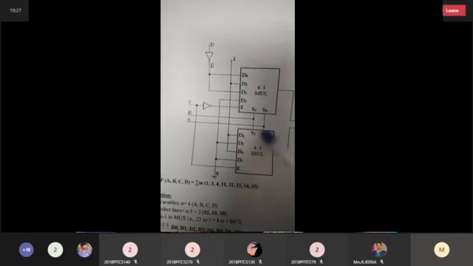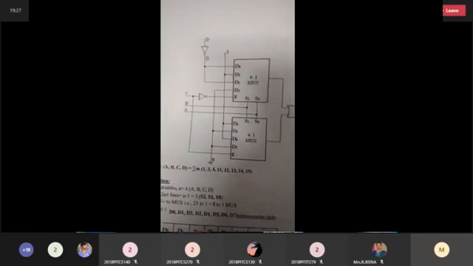Okay, now we consider this 4:1 multiplexer. Okay, D4. What is the value for D4? D4 value is 1. Then D5 value is 0. D6 value is 1. D7 is 0. Okay, by using 1 and 0, you have to give the answer. Okay, I will understand. This is very, very simple.